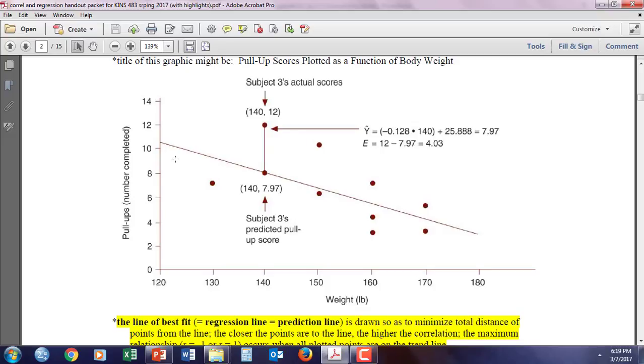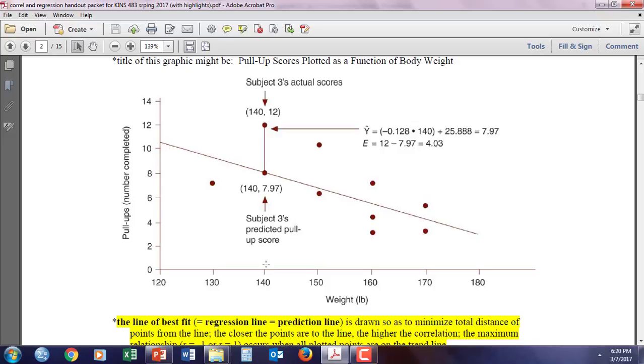Okay? We also see that we can draw a linear relationship between these two variables that tries to minimize the distance of these points to the line. We call this the line of best fit. It also is called the prediction or regression line.